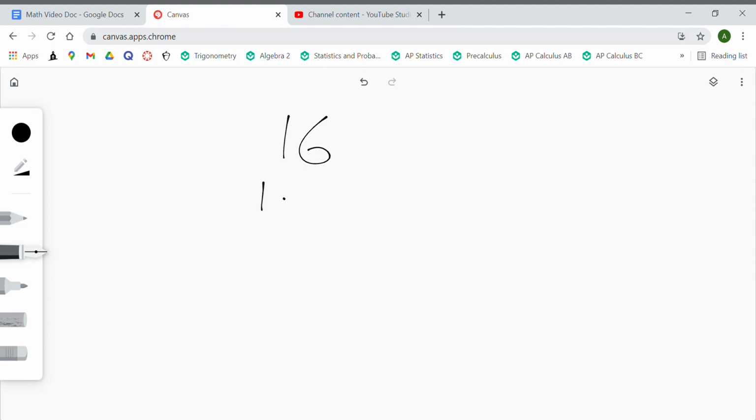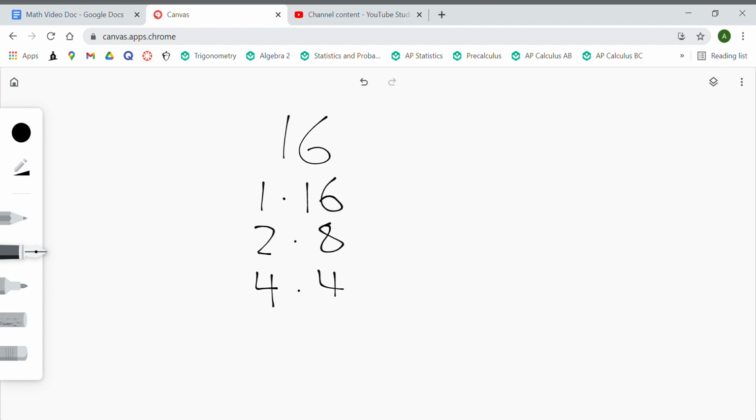There's 1 and 16, 2 and 8, 4 and 4. Once again, we're looking for the factors that add up to 10. The answer is 2 and 8.